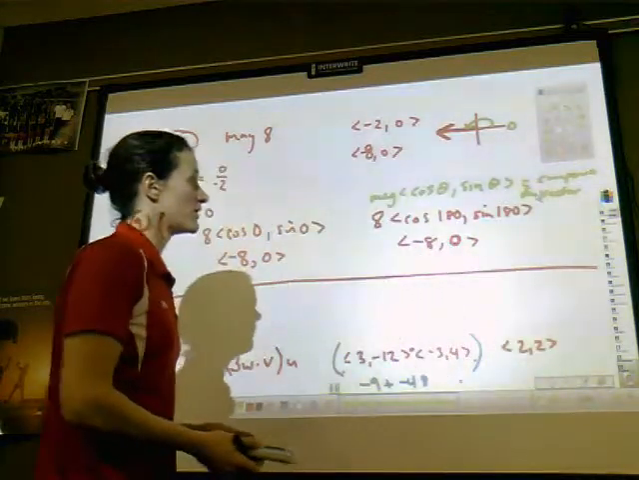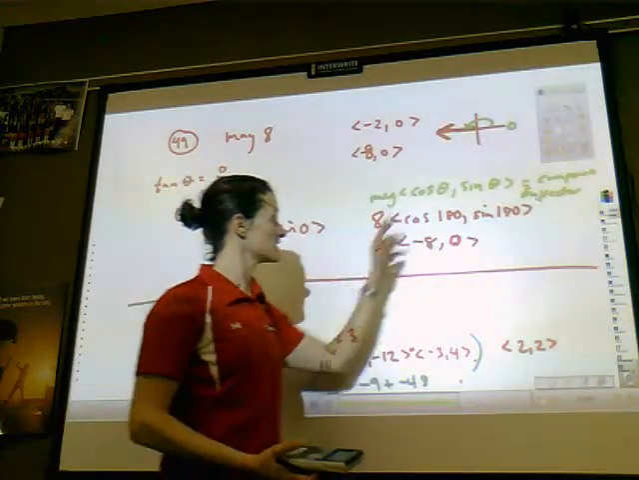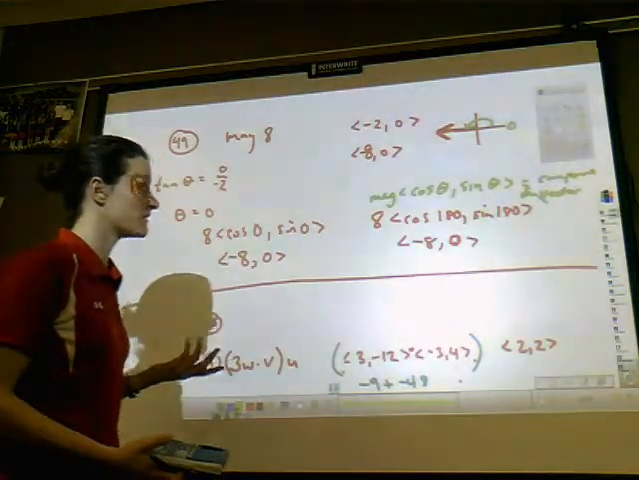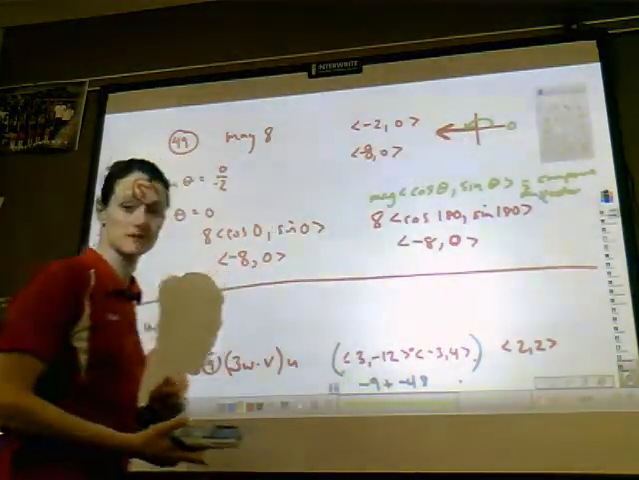Okay, magnitude times the cosine theta, sine theta, will give you the components of a vector. So this is 180 degrees, so I took 8 times the cosine of 180, sine of 180. That gives me -8, 0, which is the correct answer. This has a magnitude of 8 in the same direction as -2, 0.